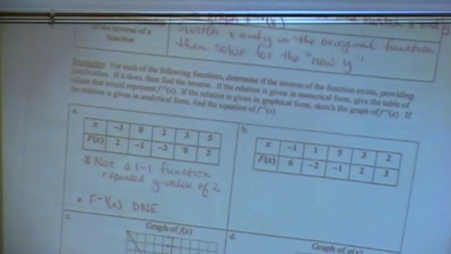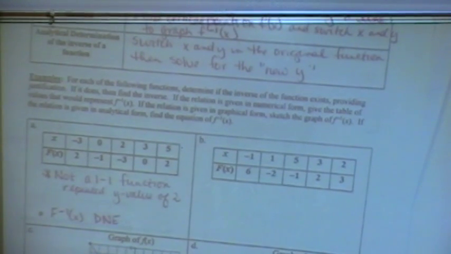So, f to the negative 1 of x, DNE, that means does not exist. That DNE is big, we use it in calculus and you can abbreviate it just like that. The whole calculus world is used to it.